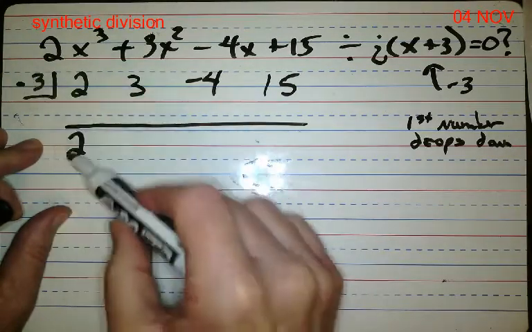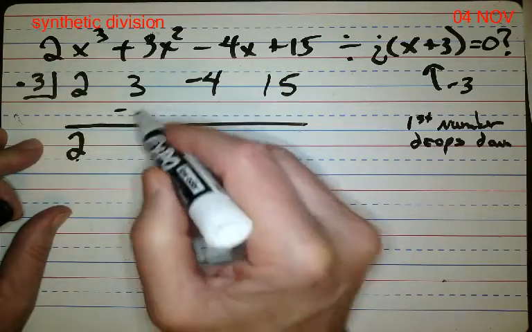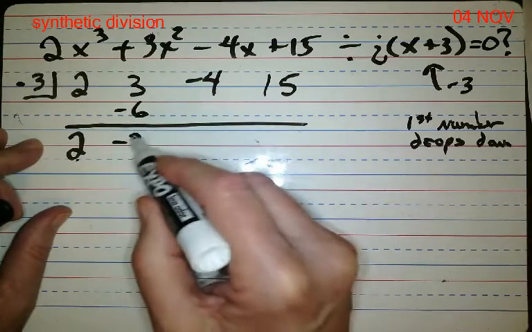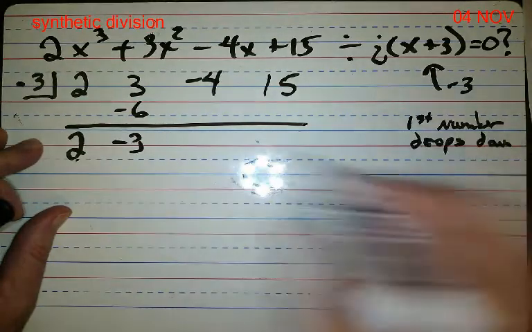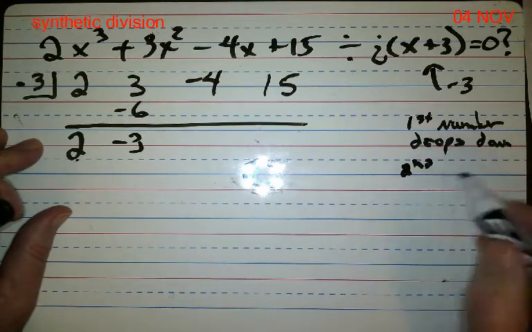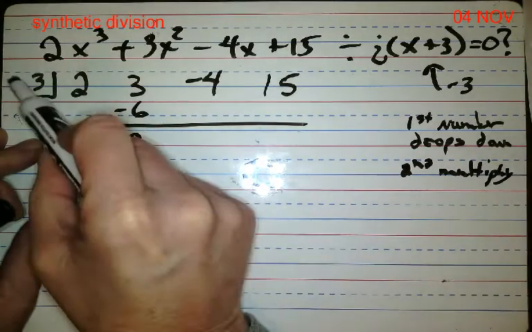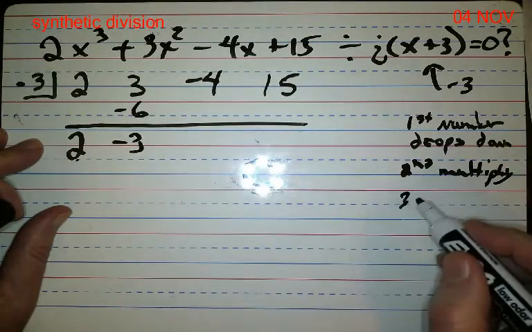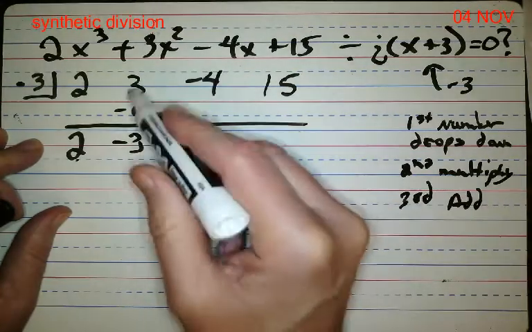Now I have to multiply these together. 2 times -3 is -6. Then I add these together. That makes -3. So first step, drop down. Second step, multiply. So the front number times the 2 makes a 6. Third step, add. So I add those together.